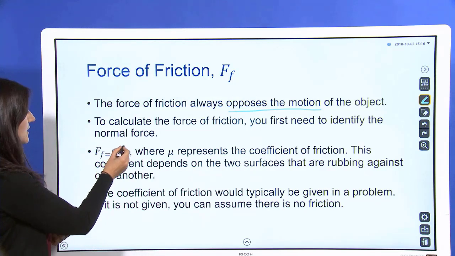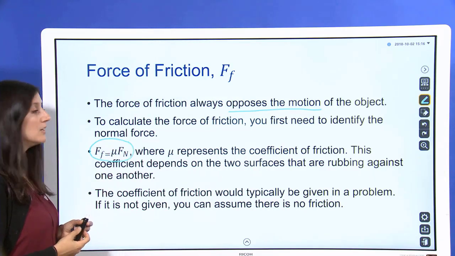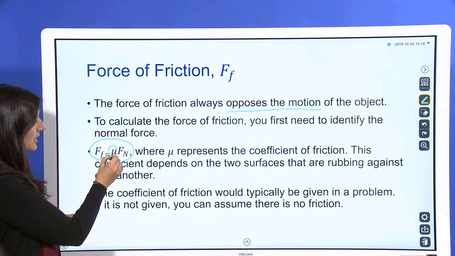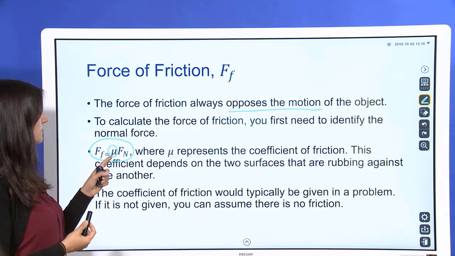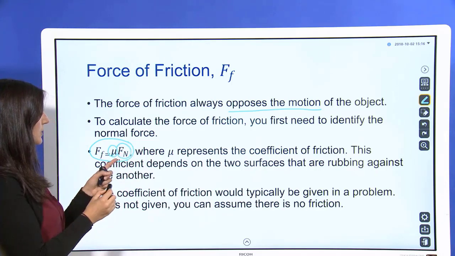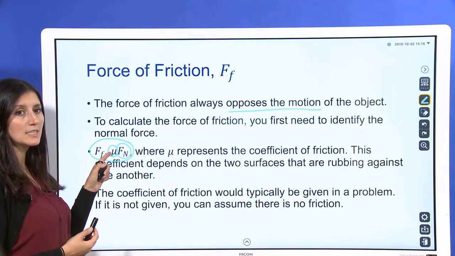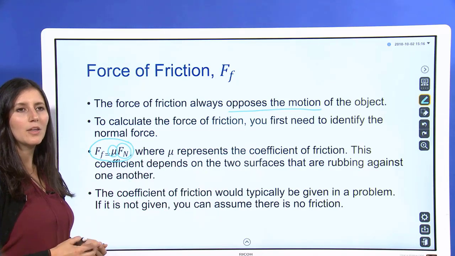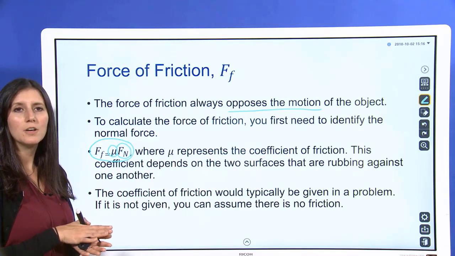And that's because the equation for the force of friction, which will be given to you on a test or an exam, is equal to the coefficient of friction, this right here, mu, times the normal force. So we first need to calculate the normal force before we can calculate the force of friction. Now, the bigger the coefficient is, the bigger the force of friction is. What does the coefficient mean? All that means is that it's giving us an indication of how rough the surfaces are with each other.